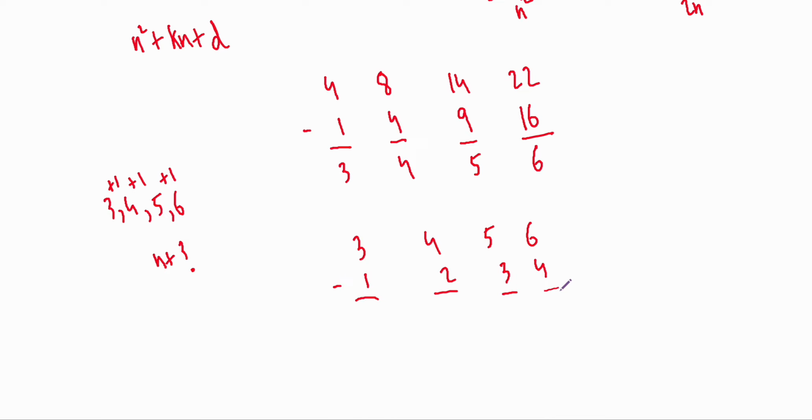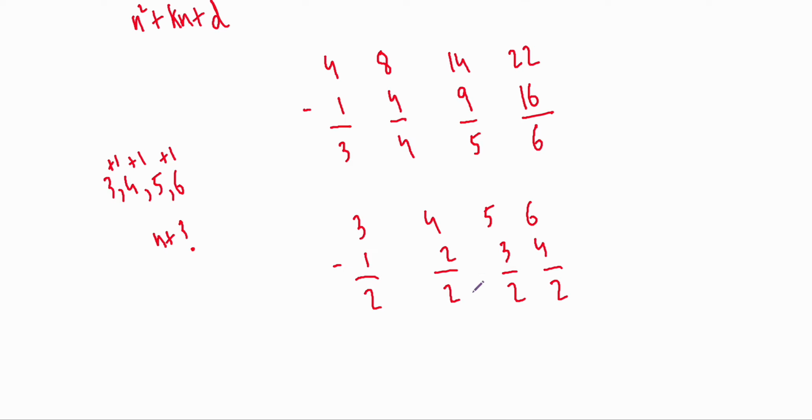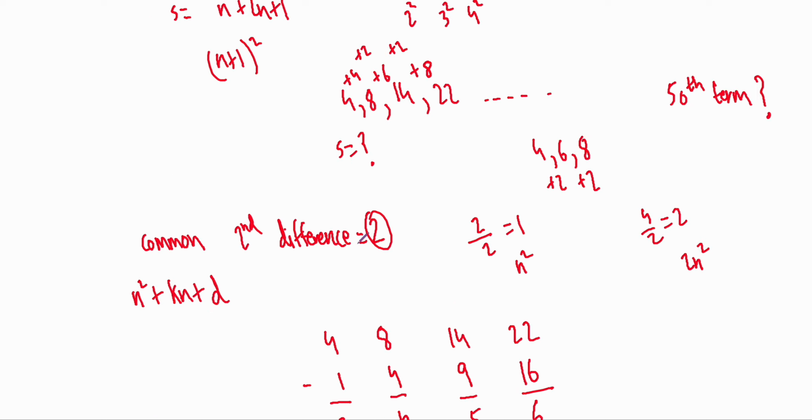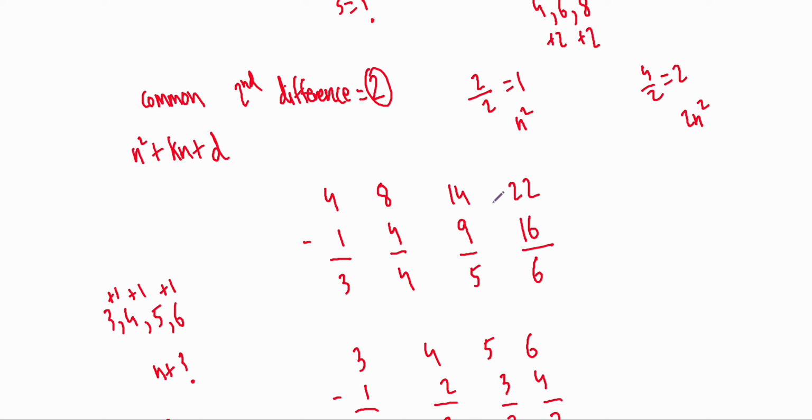Well, now you can see straight away that 3 minus 1 is 2, 4 minus 2 is 2, 5 minus 3 is 2, 6 minus 4 is 2. So now once again our constant is 2. So now this sequence 3, 4, 5, and 6 is given by n plus 2. This is the sequence n plus 2. But we don't care about this sequence, we care about this sequence right here.